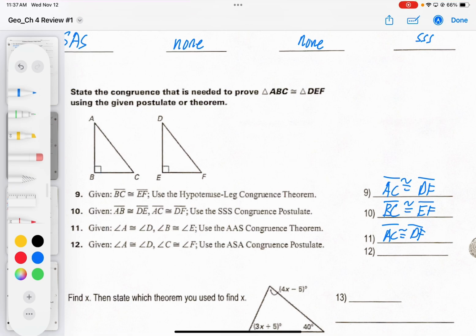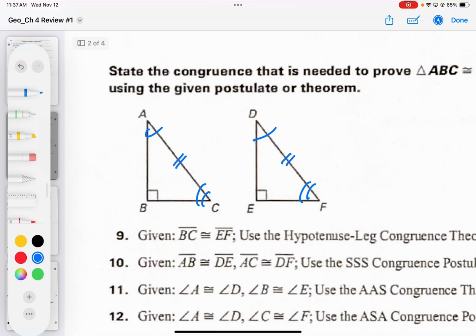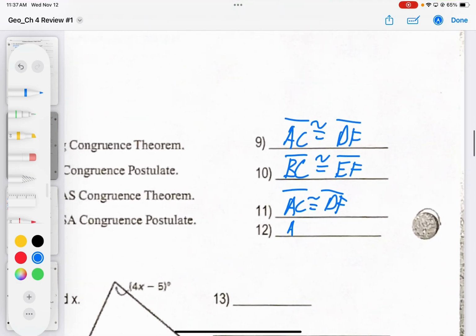Given angle A is congruent to angle D, and angle C is congruent to angle F, how would we prove them by angle, side, angle? What other piece would I need? If I wanted to do it by angle, side, angle, what would I need? AC congruent to DF. Good job, Mallory. I need the side that's between those two angles because I didn't say anything about a side yet. So I would need AC is congruent to DF.